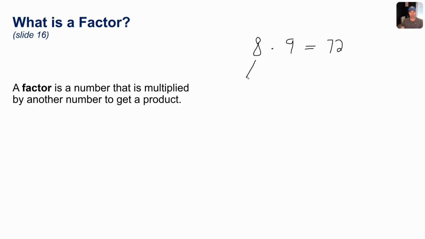This means we would call the number 8 a factor and the number 9 a factor. And then the number 72 is the answer. This is also known as the product here. Okay, so 8 and 9 are factors of 72.